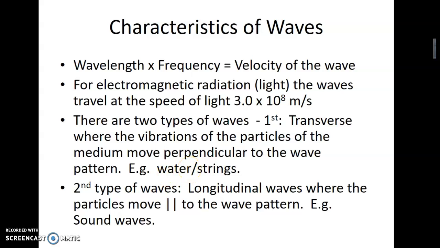Okay, so when we calculate things, we are going to take wavelength times frequency, and that's going to equal the velocity of the wave. For electromagnetic radiation, all of light, from gamma all the way to radio waves, and visible in between there, microwaves, that kind of thing, ultraviolet, the waves are going to travel at the speed, the velocity of 3 times 10 to the 8th meters per second.